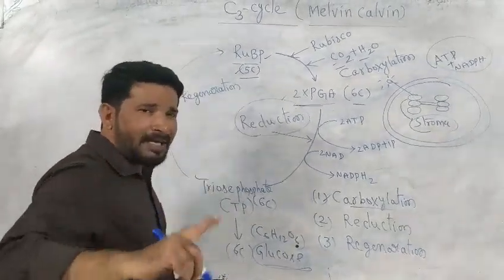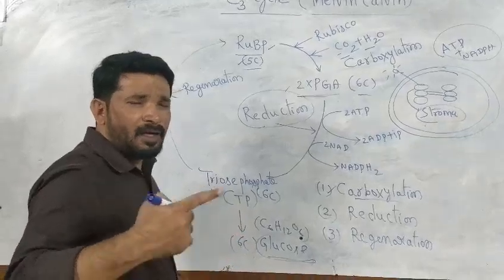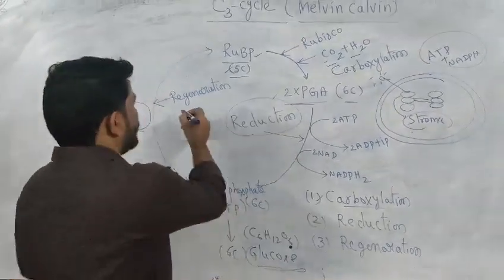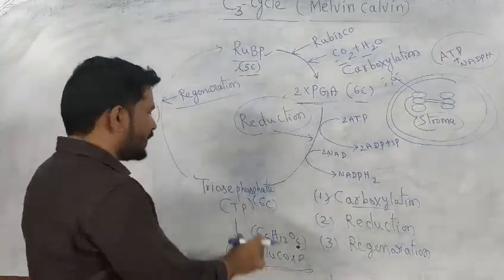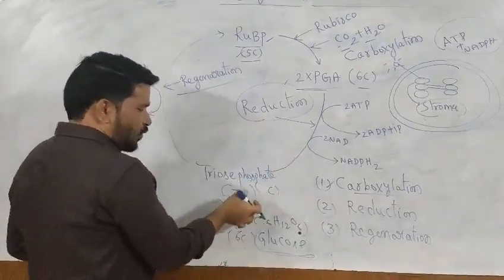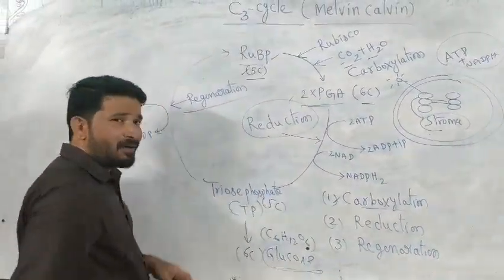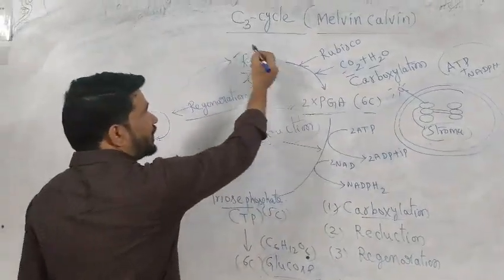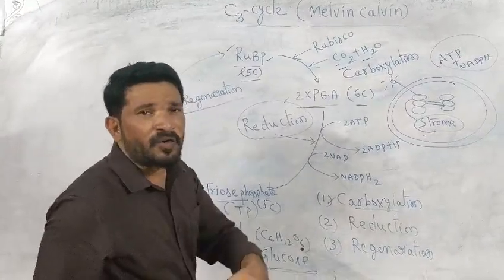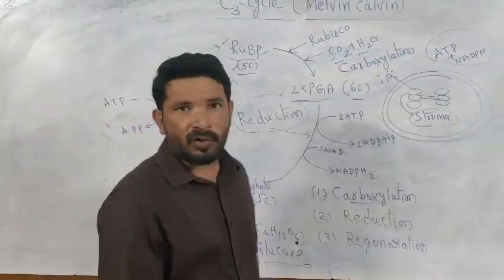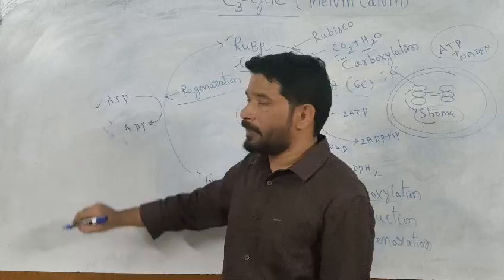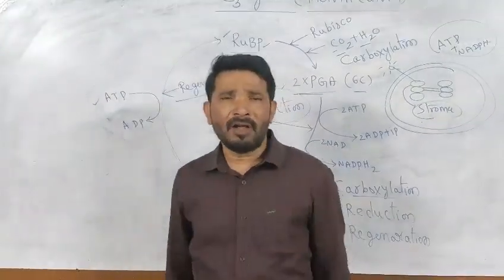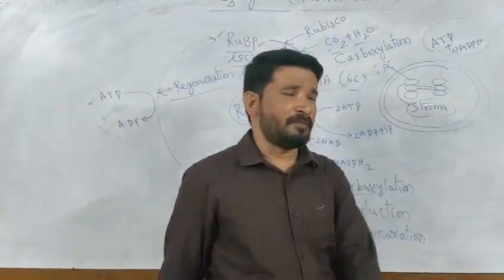At the same time, for the regeneration purpose of the cycle, there is one more step here, regeneration. The triose phosphate is there. Here 1 carbon dioxide is coming in with the 5C carbon. Like this, triose phosphate will be regenerated, forming ribulose bisphosphate. In this region also, 1 ATP energy is utilized. Overall, this is for 1 carbon dioxide fixation.